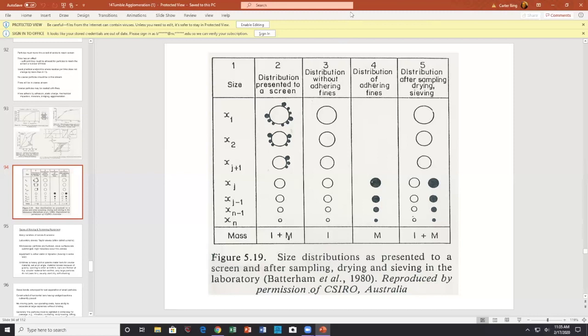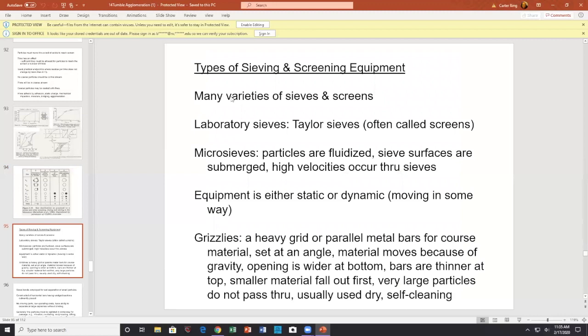Anyway. Moving right along, many varieties of screens and sieves. Micro screens, particles are fluidized. Sieve surfaces are submerged, high velocities occur. So you go to high velocities so you can get to high Reynolds numbers. So gravity in that, it will work. Equipment is either static or dynamic. You have a grizzly, basically heavy grid, metal bars for coarse material, set at an angle. Material moves down the groove from top to bottom. The opening is wider at the bottom. The bars should be thicker at the top. They're sort of keystone shaped, right? Once you get through the top, there's no other resistance.